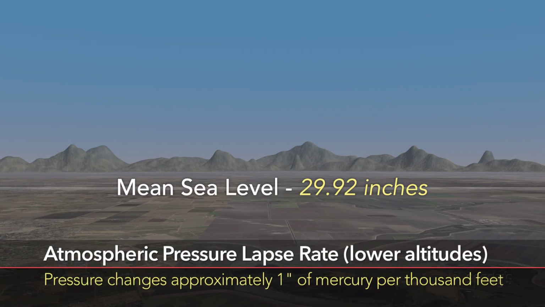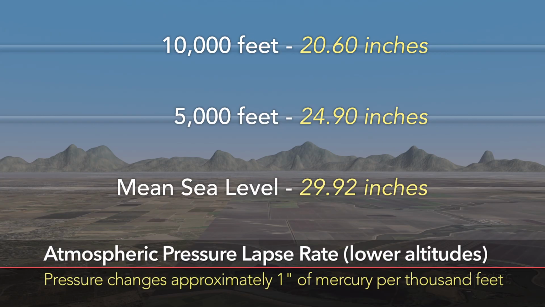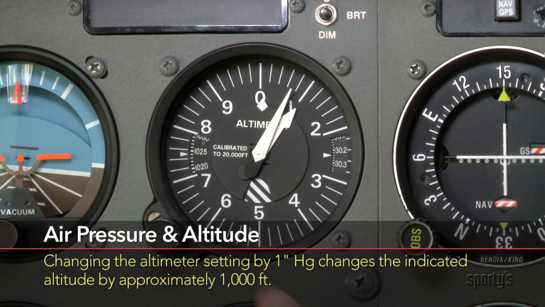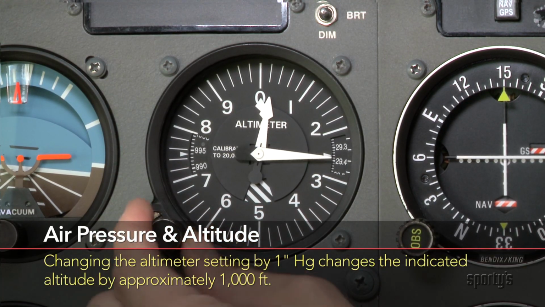The altimeter setting is the baseline for the altimeter, or the sea level atmospheric pressure, where the altimeter should indicate an altitude of 0. If the altimeter setting is increased, the altitude indicated will also increase. Conversely, if the altimeter setting is lowered, the altimeter will show a lower altitude. At lower altitudes, atmospheric pressure lapses, or changes, approximately 1 inch of mercury per 1,000 feet. Changing the altimeter setting 1 inch of mercury will change the indicated altitude about 1,000 feet.